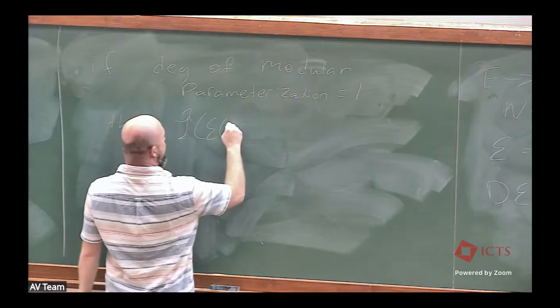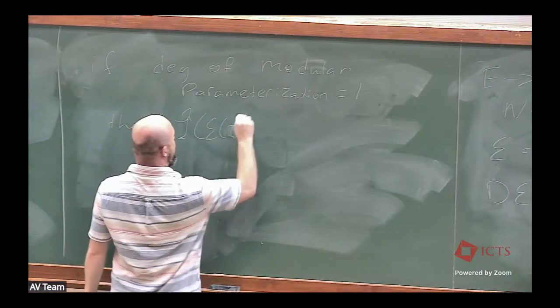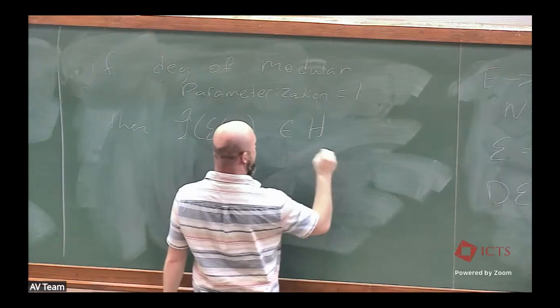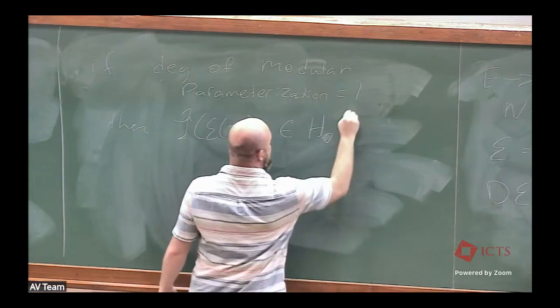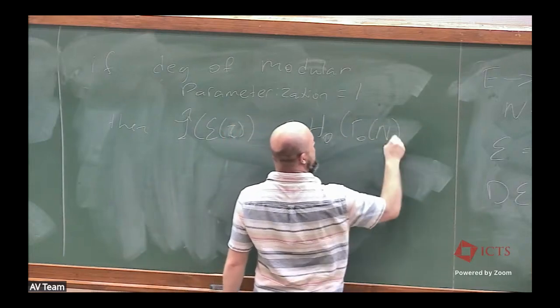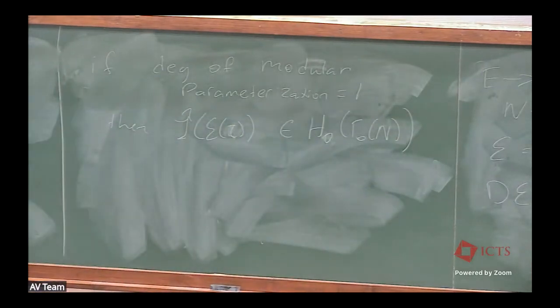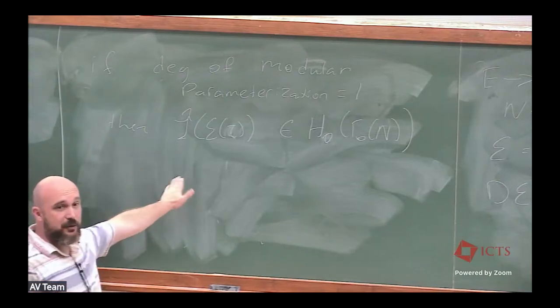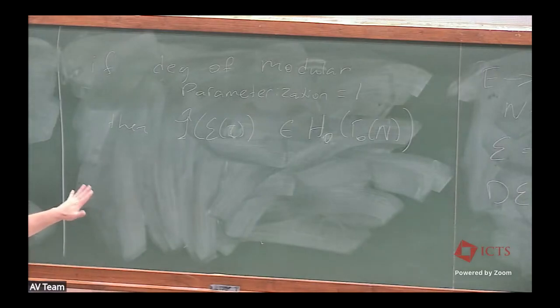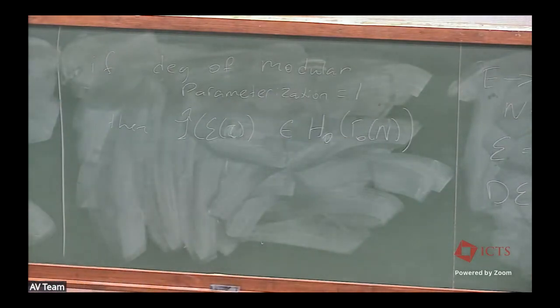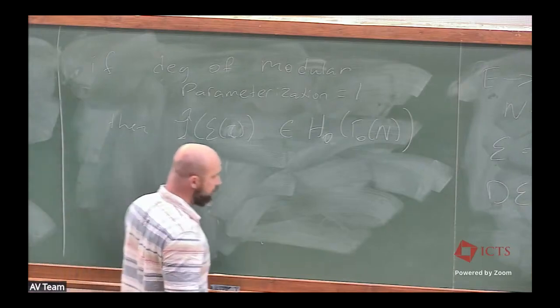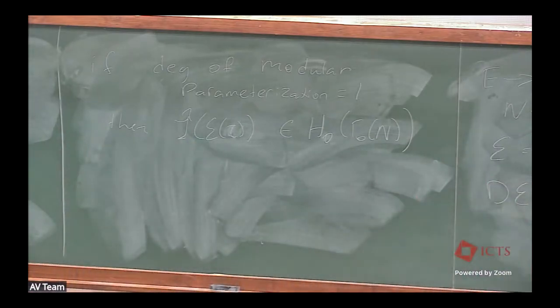Z hat of our Eichler integral will actually be in H0 of gamma naught of n. Okay. And so in these circumstances where this works, this gives us one of the most explicit calculations for these coefficients of the harmonic Maass forms that we have. Okay. So there's an example.